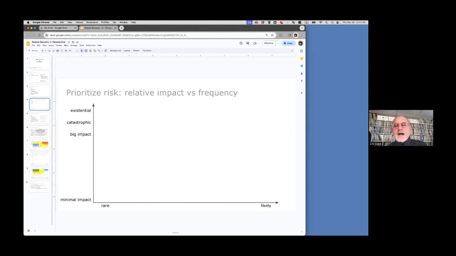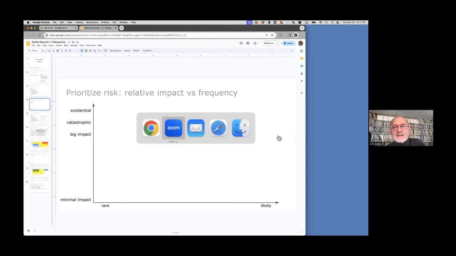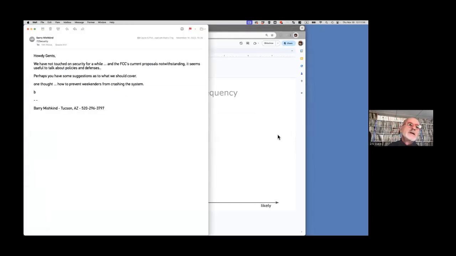So this gets me back to the prompt that came in my email box and Tim's email box a while back, a couple of weeks ago. Barry says, one thought, how to prevent weekenders from crashing the system.